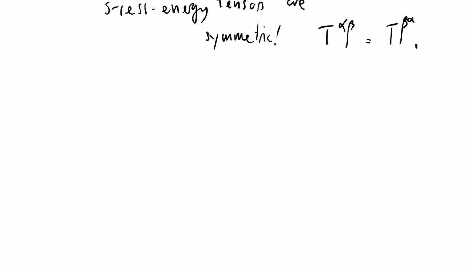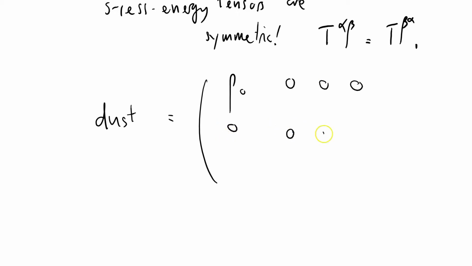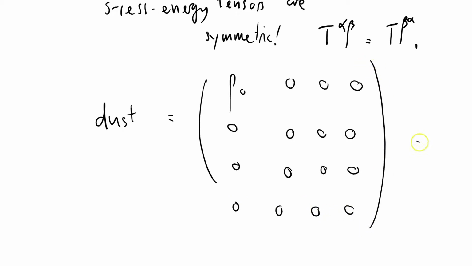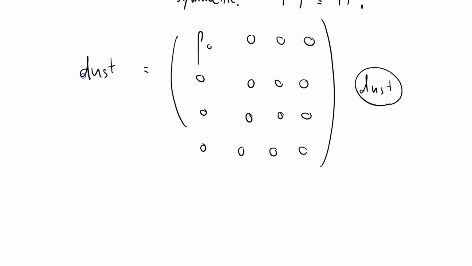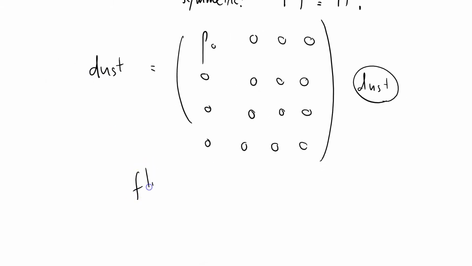General relativity, step by step. We've got this nice expression for dust, the stress energy tensor for the dust, which is rho 0, and then everything else in the whole expression is 0, so 15 zeros here. And that's dust. What I'm going to do now is talk about the stress energy tensor for a fluid, actually a perfect fluid.